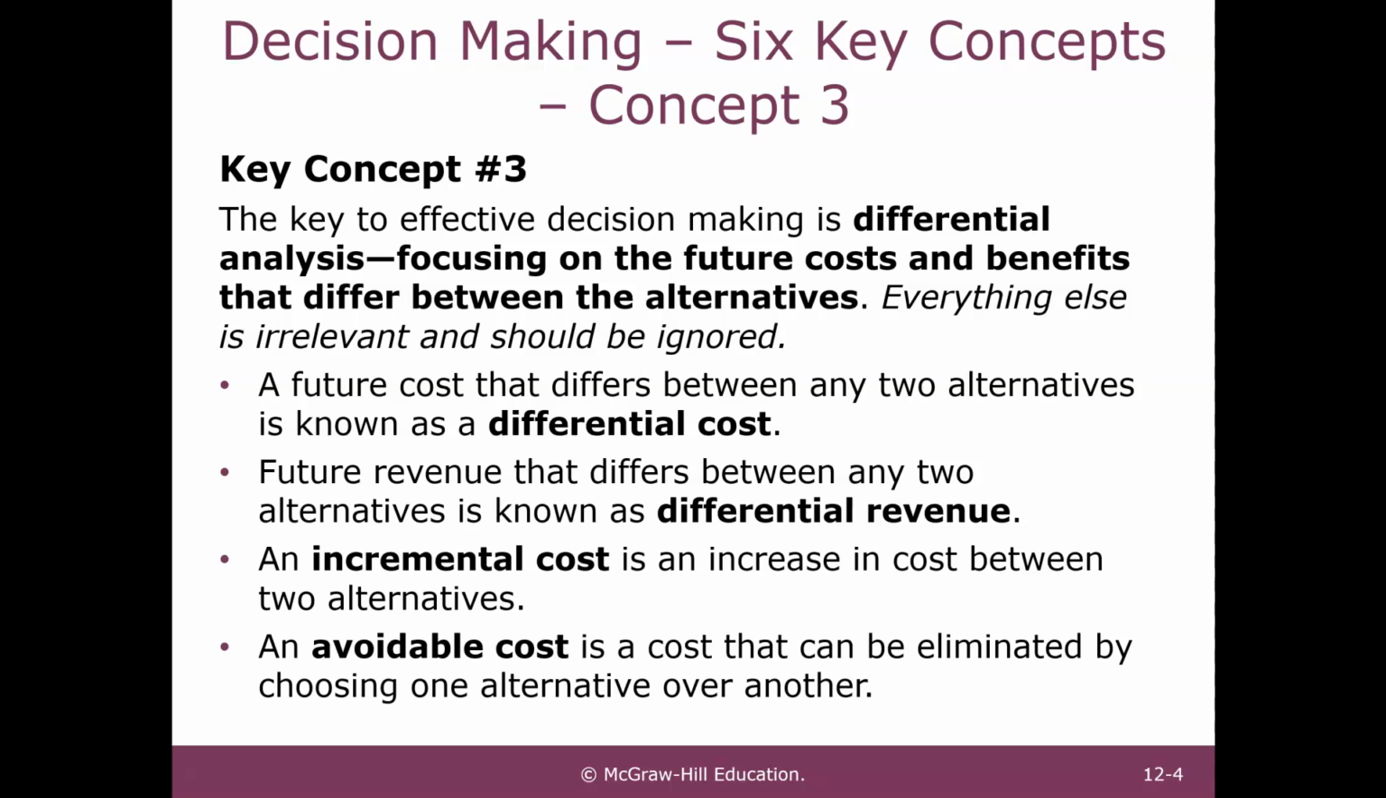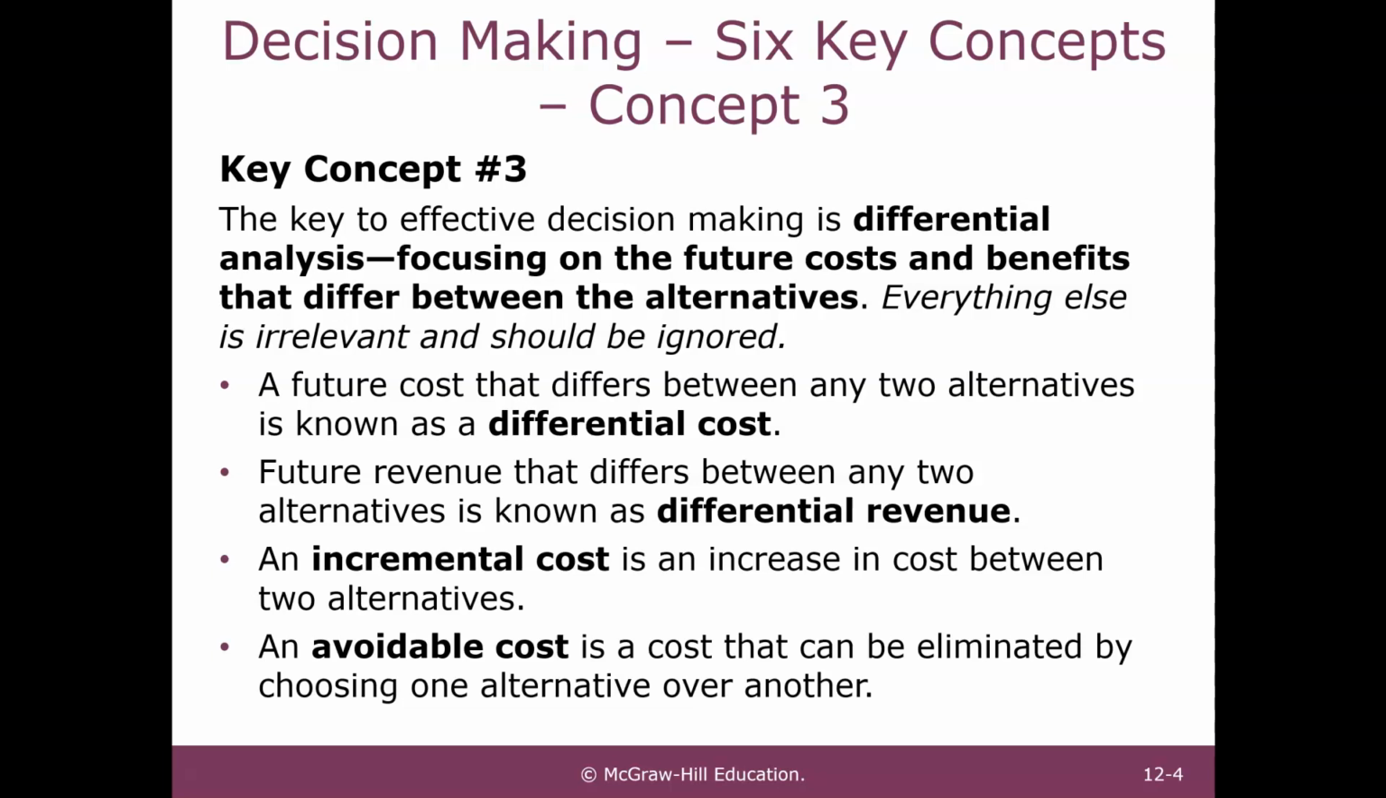A differential cost is just the cost that differs between any 2 alternatives. For example, if alternative A had a cost of $7 and alternative B had a cost of $10, the differential cost is $3. The same with differential revenue. This time, let's say alternative A has revenue of $7 and alternative B has revenue of $10. The differential revenue in this case would be $3.